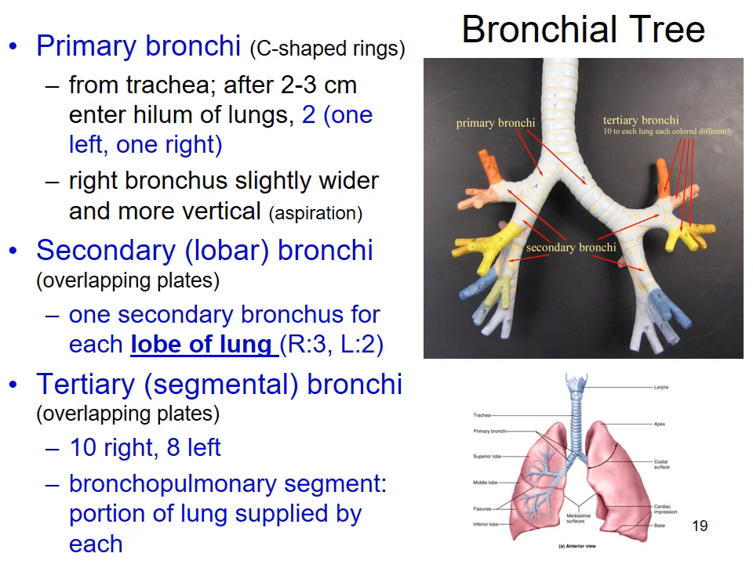And they will continue to subdivide because the goal is to basically start innervating each of the individual cells within the lungs so that you can do gas exchange. But over here you can see your bronchial tree, and make sure that you can tell me that primary is 1 to the left, 1 to the right. Secondary is 3 for the right, 2 for the left because it's per lobe. And then tertiary is going to be more segmental. It has more of an overlapping plate, not really necessarily a C-shaped ring. Those are going to be 10 on the right and 8 on the left.